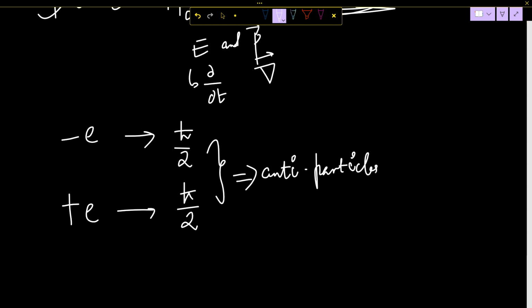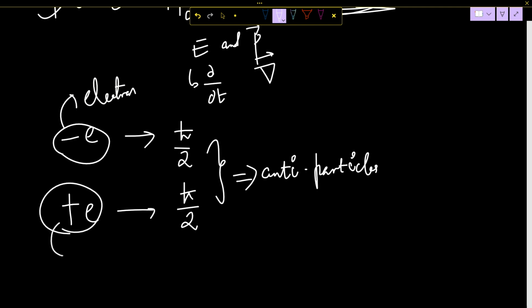And this is your electron. Minus e means your electron. Plus e means your positron. It's not proton, be careful about that. We sometimes write the charge of a proton as plus e, but that's different.